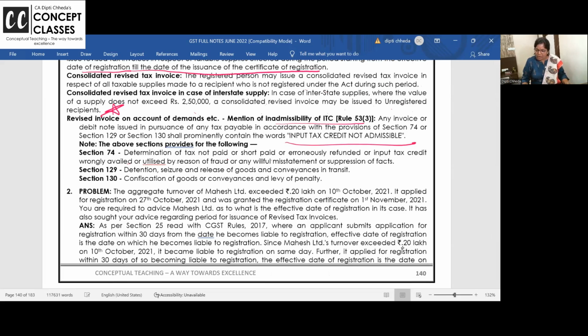When determination of tax not paid or short paid or ITC wrongly availed, detention, seizure and release of the goods. You have not disclosed these purchases, but they were found in your godown. So now the government wants GST on this. Okay, I will pay GST, but this is my purchase, please allow me ITC. You don't get it. Why did you suppress your purchases? Confiscation of goods and then levy of penalty and all. In all these cases, even if you pay taxes, you are not allowed to claim it.